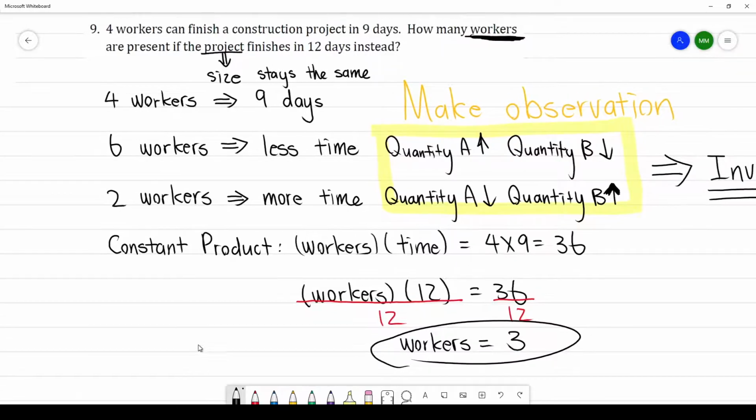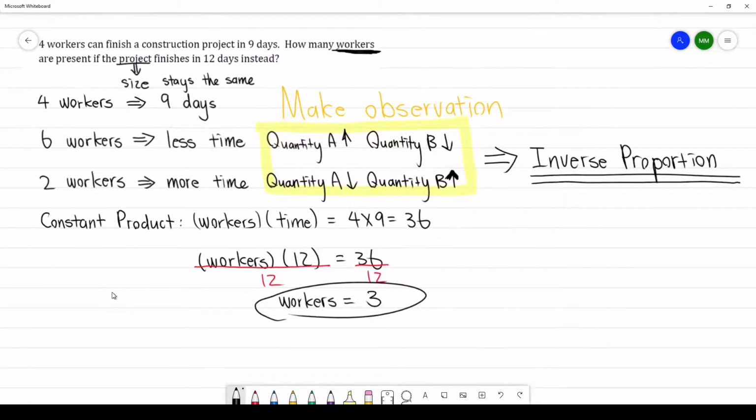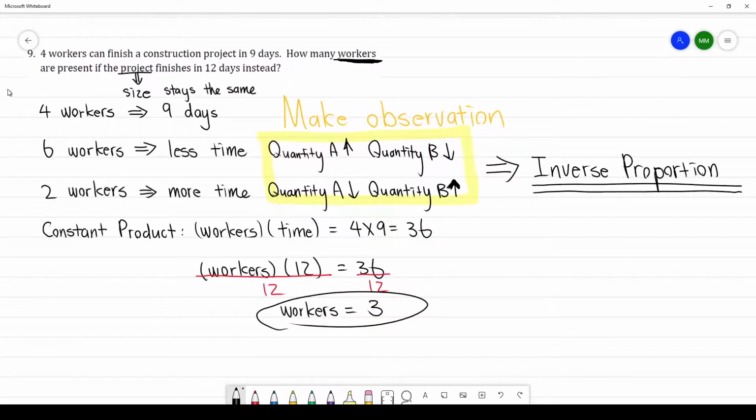So any questions on this? Any questions about this one? I think this one is, well, it's number 9, so it's one of the hardest questions on that quiz.